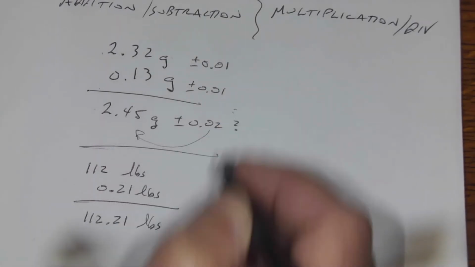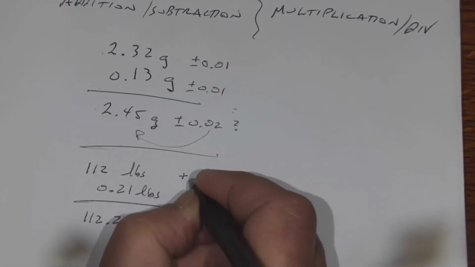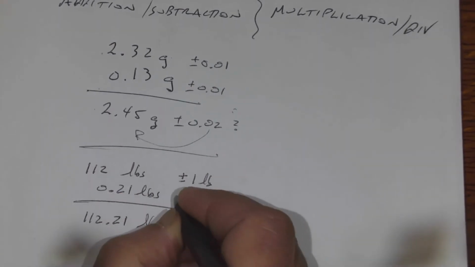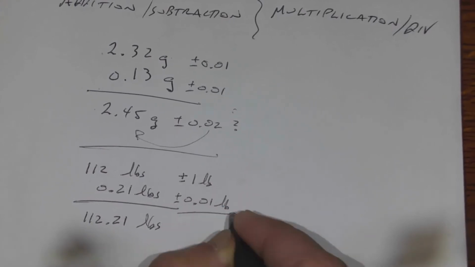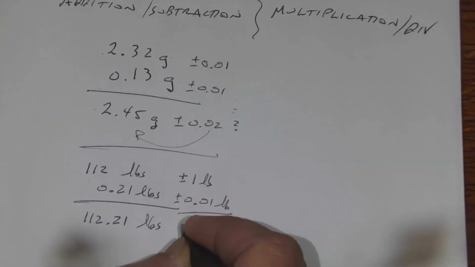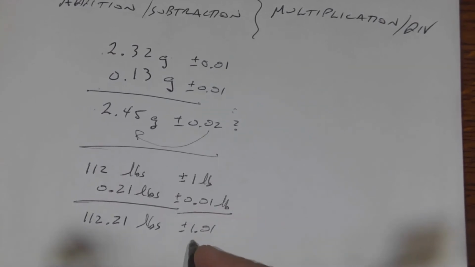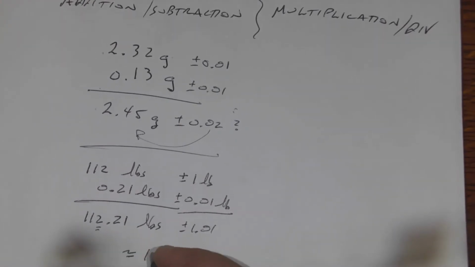If I go back and look at the uncertainty here, this 112 suggests plus or minus 1 pound. This 0.21 suggests plus or minus 0.01 pounds. So if I add those together, 1 plus 0.01 is plus or minus 1.01 pounds. So that's telling me that the uncertainty is in the ones place here, and so my answer should be rounded to that.